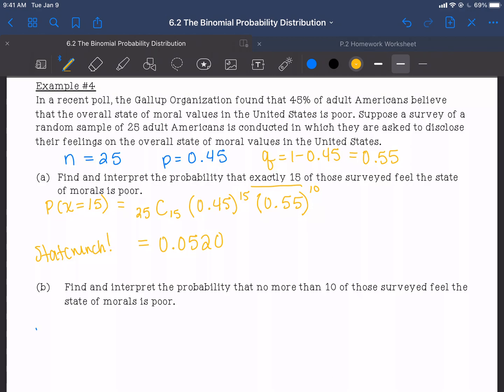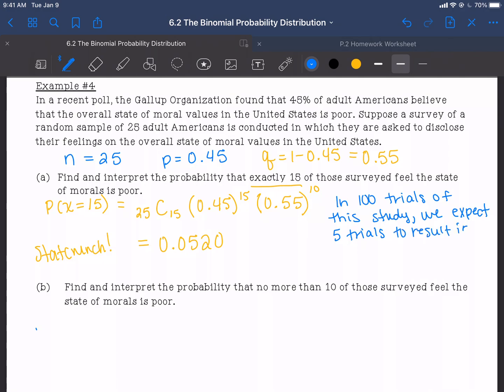So if we interpret that, what that means is in 100 trials of this study, we would expect 5 trials, because it's 5%, so 5% of 100 is 5. So we would expect 5 trials to result in exactly 15 adult Americans who feel the state of morals is poor.